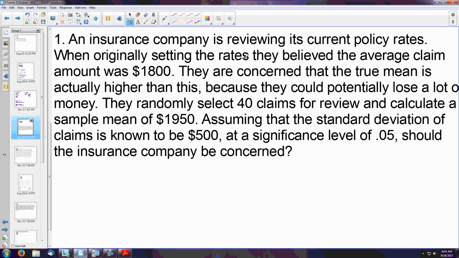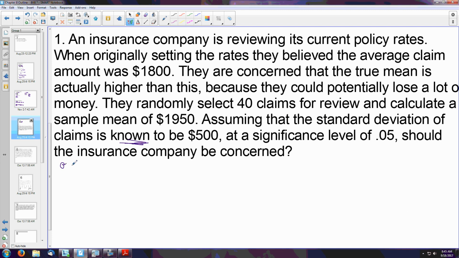An insurance company is reviewing its current policy rates. When they originally set the rates, they believed the average claim amount was $1,800. They're concerned that the true mean is actually higher than this because it could potentially lose them a lot of money. They randomly select 40 claims for review and calculate a sample mean of $1,950. Assuming that the standard deviation of claims is known to be $500 at a significance level of 0.05, should the company be concerned?